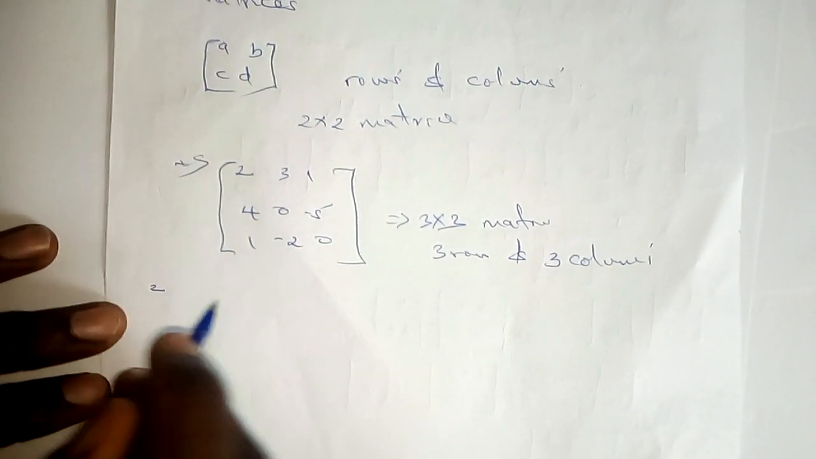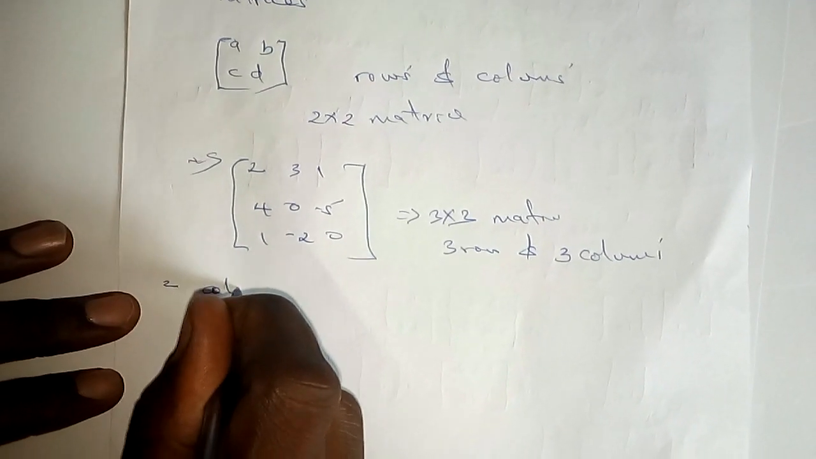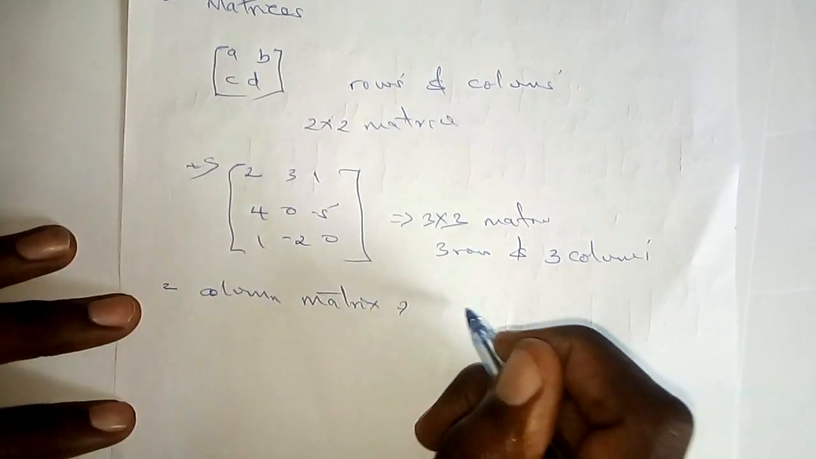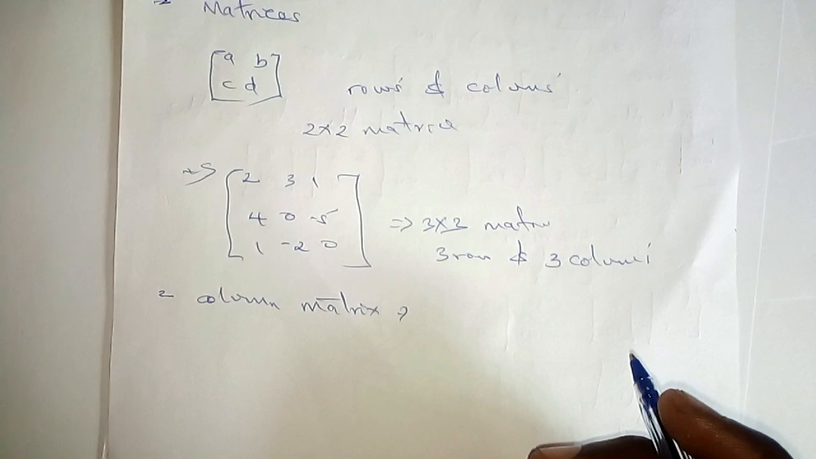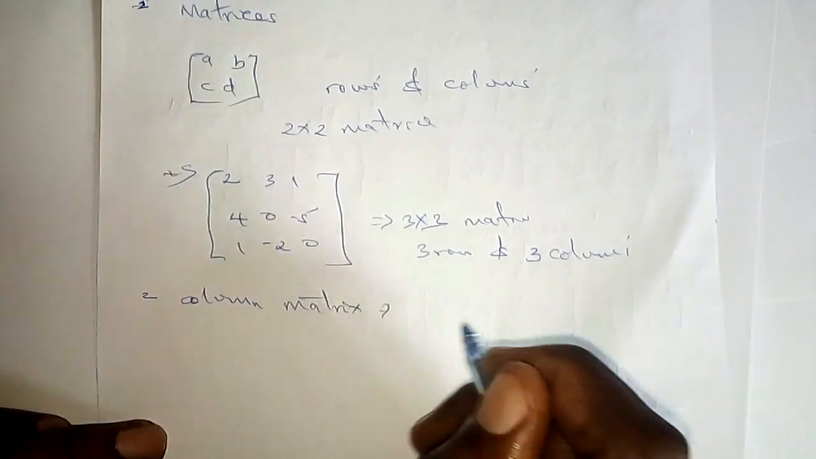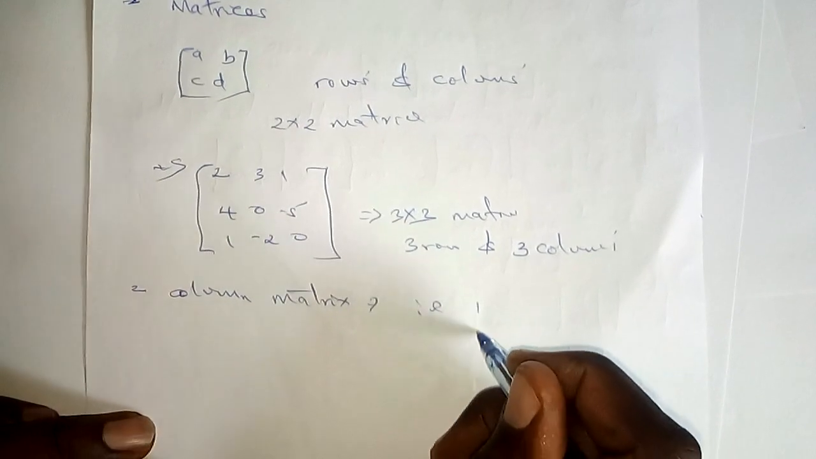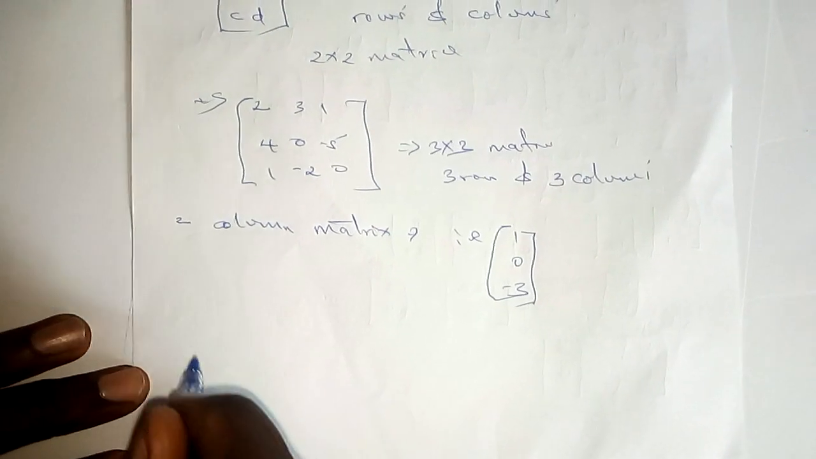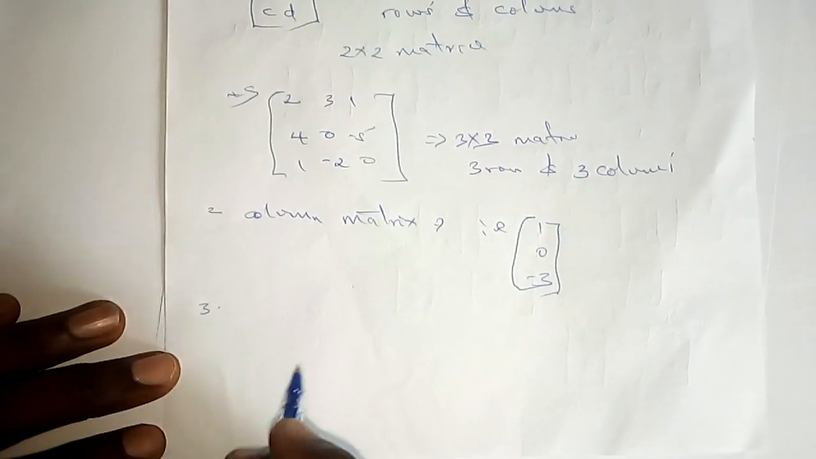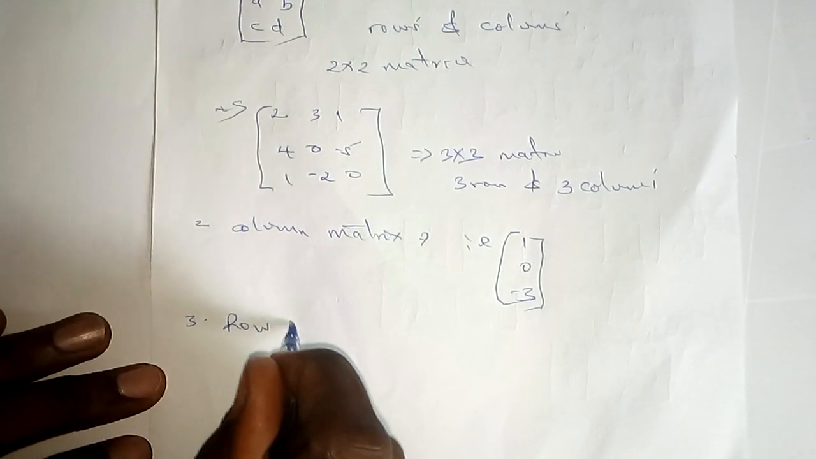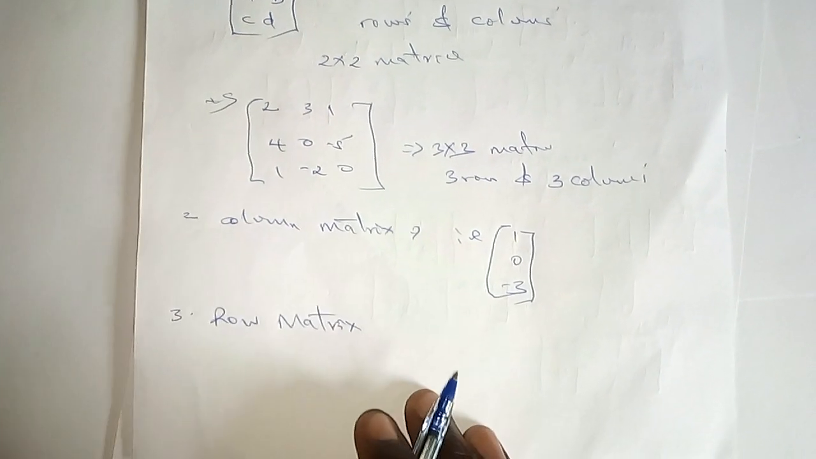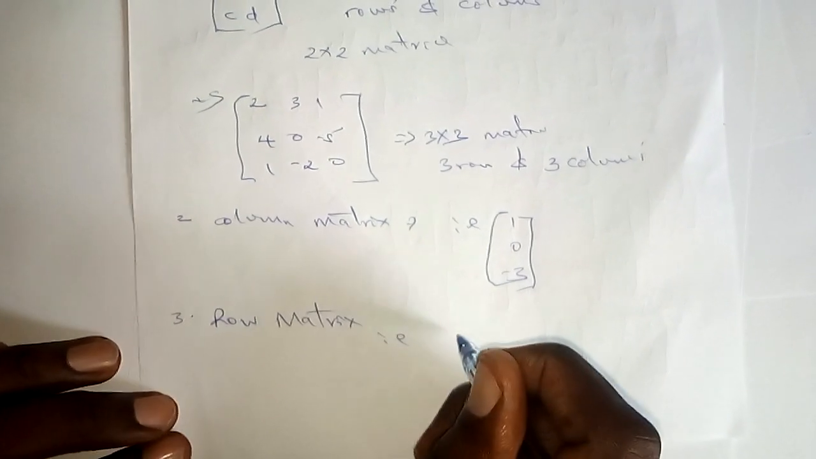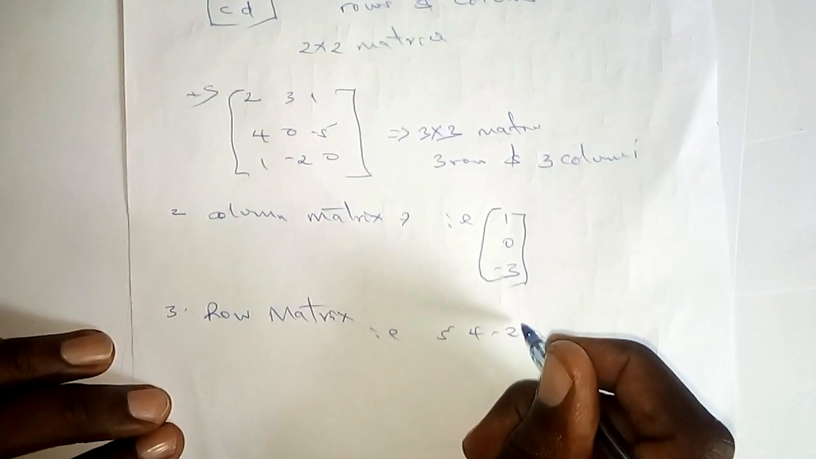Number 2, a column matrix. These are matrices with 1 column, i.e. 1, 0, negative 3. That is a column matrix. We have number 3 as row matrix. A row matrix is a matrix with only 1 row, i.e. 5, 4, negative 2.